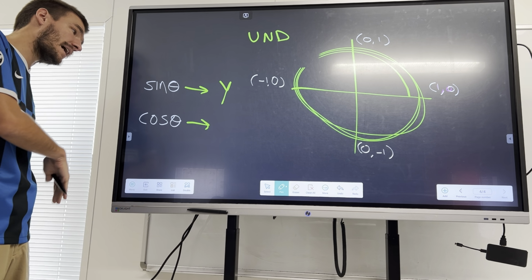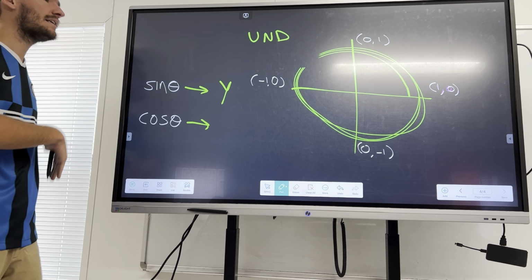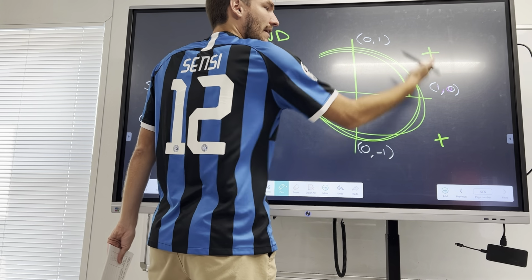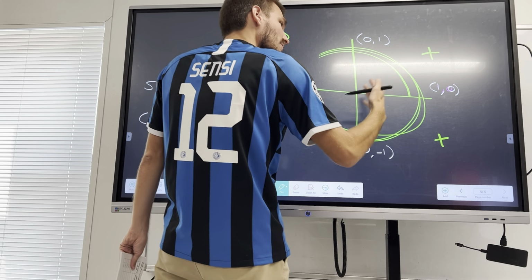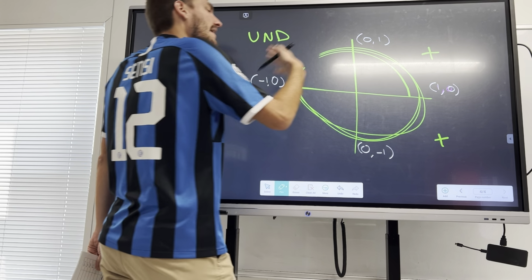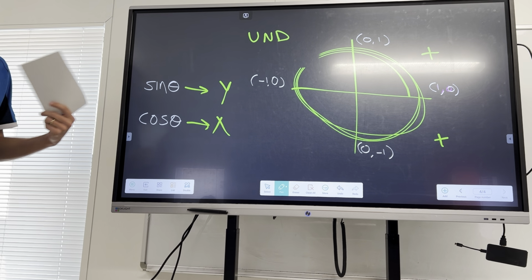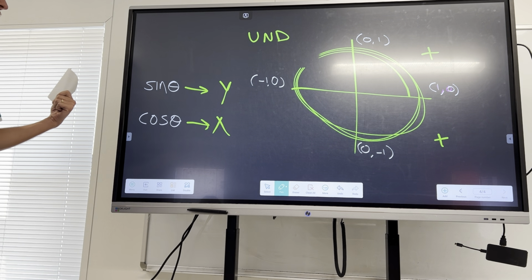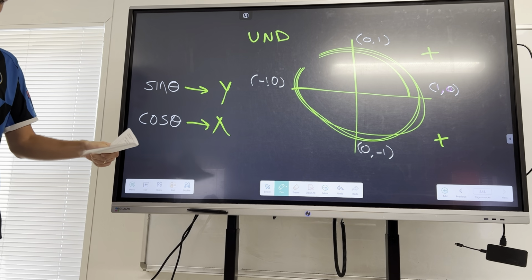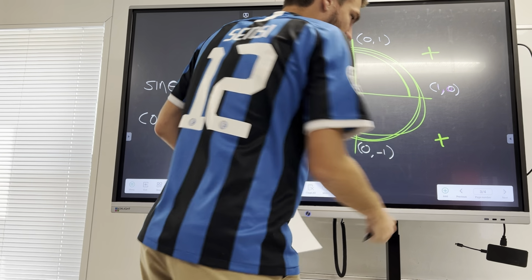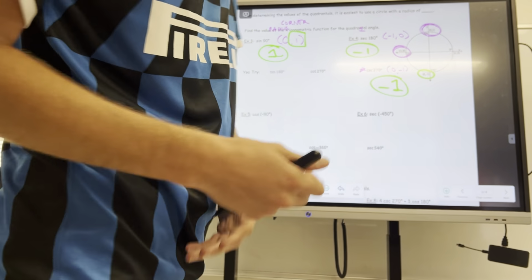Cosine is positive in 1 and 4, a smart trig class. It's positive, so it's affected by the x values. Positive x over here and negative x over here. There's a couple different ways to get there. The last final way is you can just memorize it, right? Sine is working with the y. Cosine is working with the x. Okay, let's go back. Let's finish up a couple questions here.